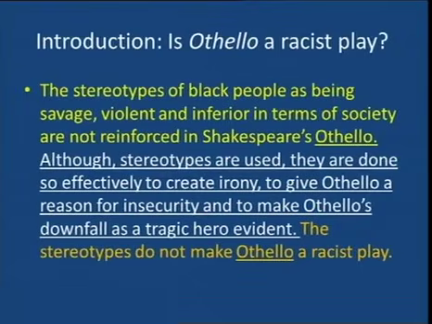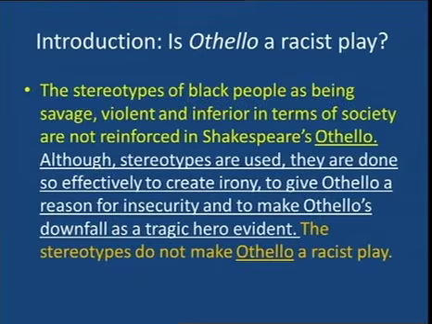So if we go back to this introduction, we can see that the bits of yellow are parts of the question. The stereotypes of black people as being savage, violent, inferior in terms of society are not reinforced in Shakespeare's play. If we look at the orange right at the end, this is the agreement or the disagreement. The stereotypes do not make Othello a racist play. And in the middle, what I've underlined is this writer has gone back, looked at their argument, and they've summarized it very briefly. So, although stereotypes are used, they are done so effectively to create irony, to give Othello a reason for insecurity, and to make Othello's downfall as a tragic hero evident.